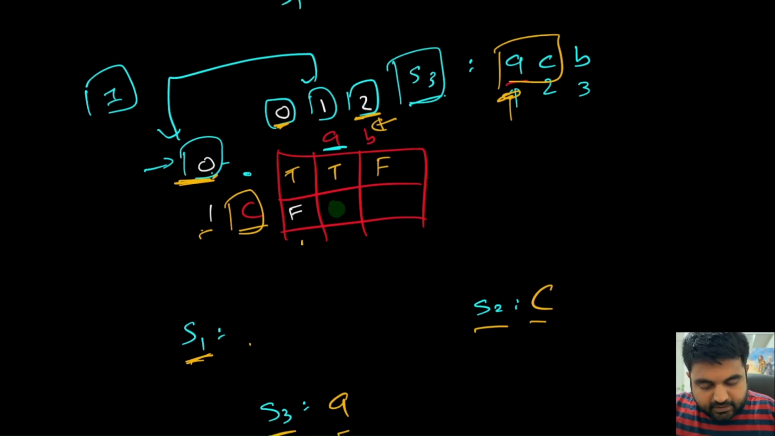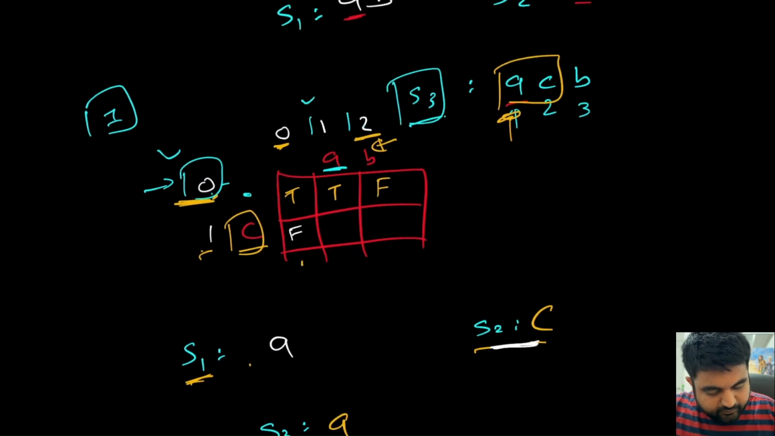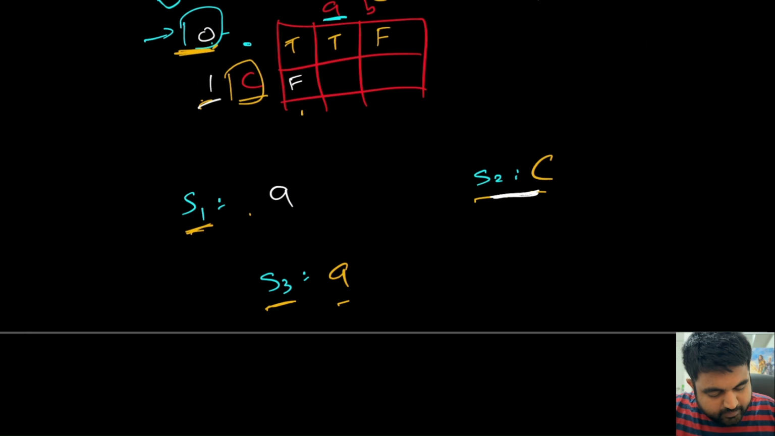So what are going to be the configurations for the cells s1, s2 and s3? Well, s2 is going to contain character c, s1 is going to contain character a, and for the combination of this one, this is 1 and this is 1, so 1 plus 1 is 2, so we are going to consider two characters from s3, and that is going to be ac.